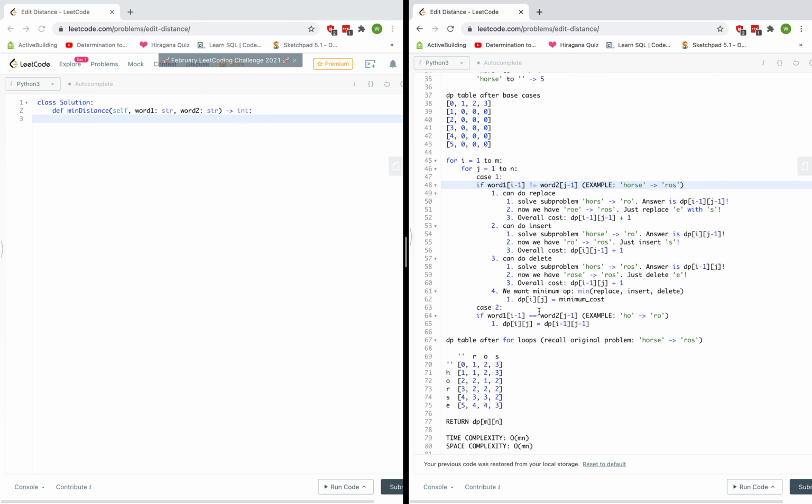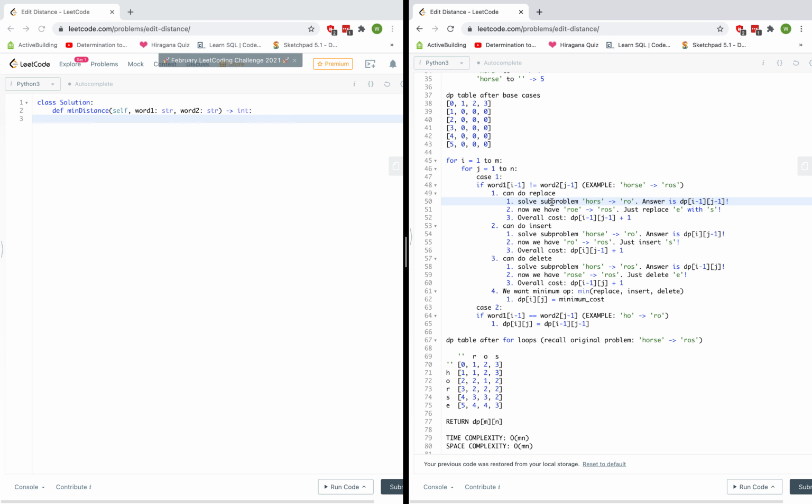Else, we're in case 2, meaning that the characters we're at are actually matching. And this would be an example: the O in horse and the O in ros, they match, so we're in case 2. But let's look at case 1 first. In case 1, the character we're at in word 1 doesn't match the character we're at in word 2, so we have to do some kind of replace, insert, or delete operation. But which one do we do? Well, we do whatever is the minimum cost. How do we know what the minimum cost is? Well, we just consider all possible scenarios and take the minimum.